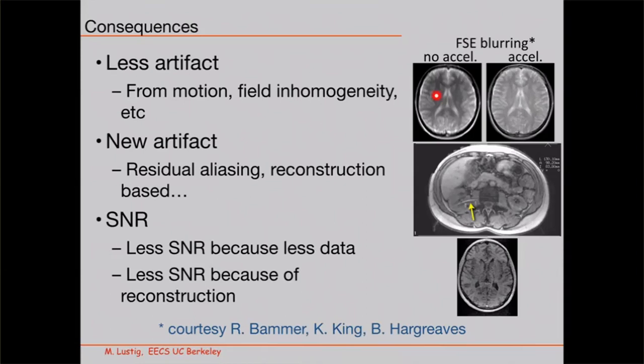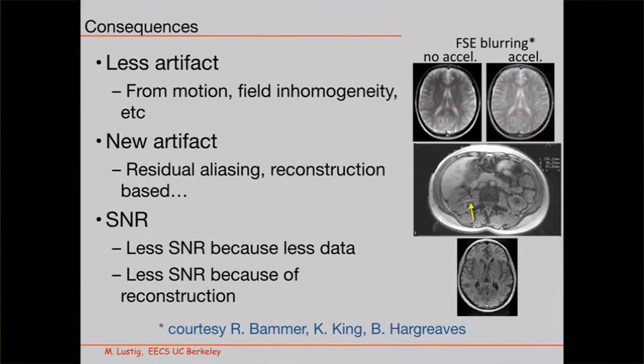So here's an example with no acceleration with fast-spin echo, and here's with acceleration. The difference between these two is that the right image is much sharper than the left image. There's less blurring occurring, which is good. Less T2 weighting also, right? There's much more T2 weighting here because we basically got to the center of K-space faster.